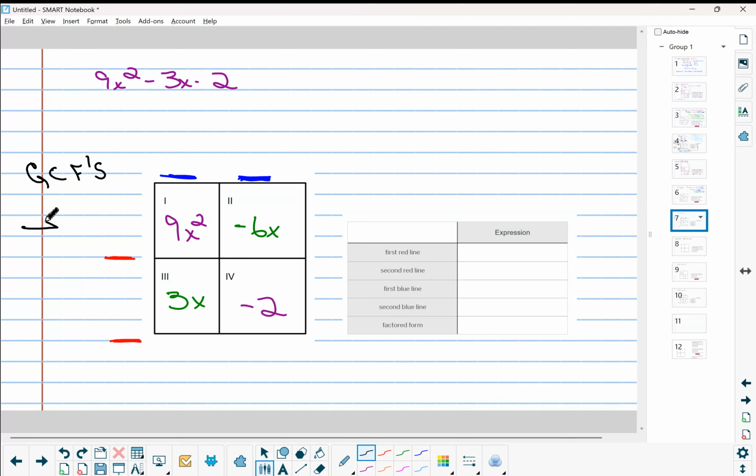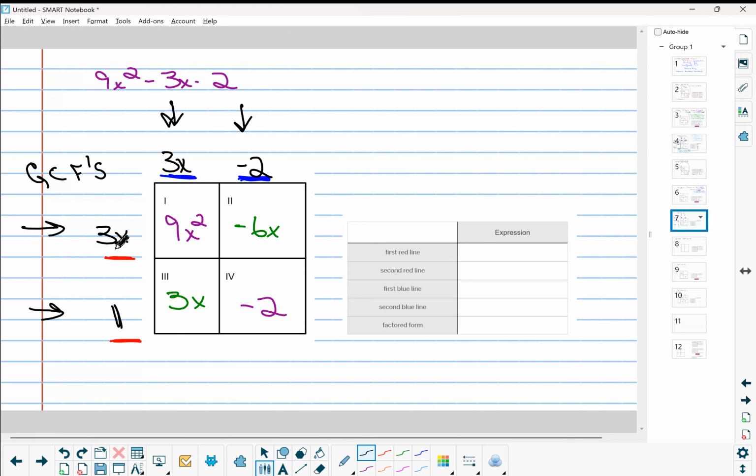GCF. So the GCF here between the 9x squared and the negative 6x is a 3x. The GCF here between 3x and negative 2, well, they don't share anything, so we're just going to put a 1 in there. The GCF of this column, 9x squared and 3x, is also 3x. And the GCF of this column, negative 6x and negative 2, is negative 2.